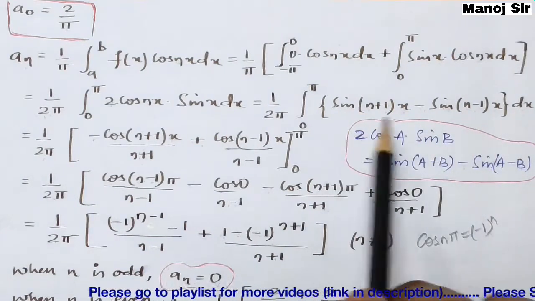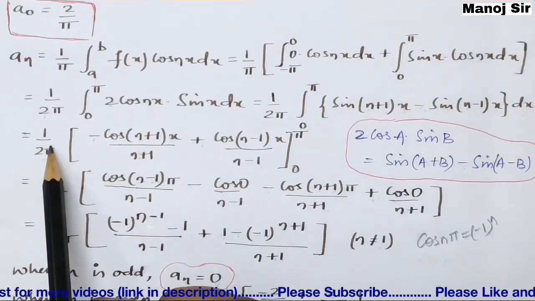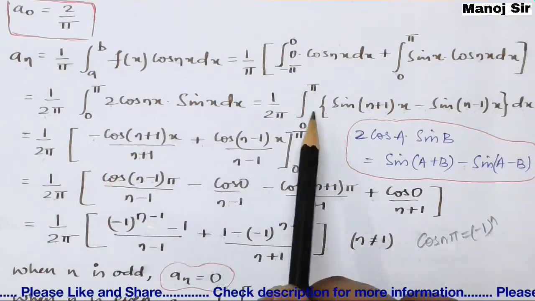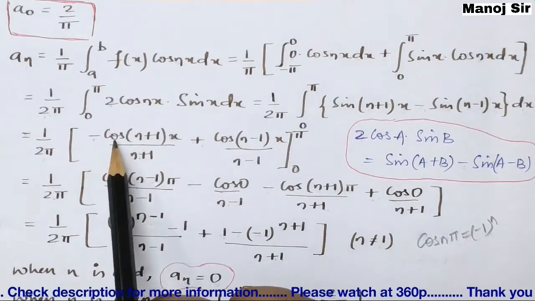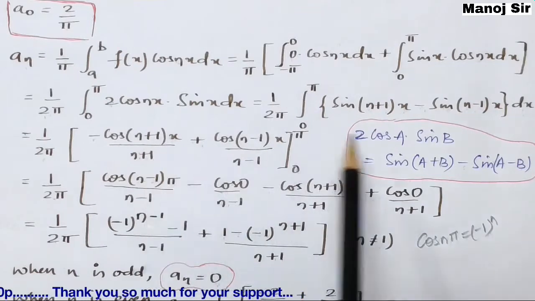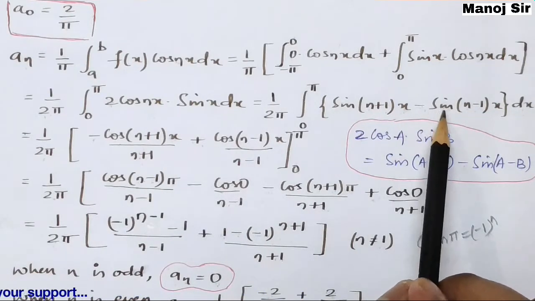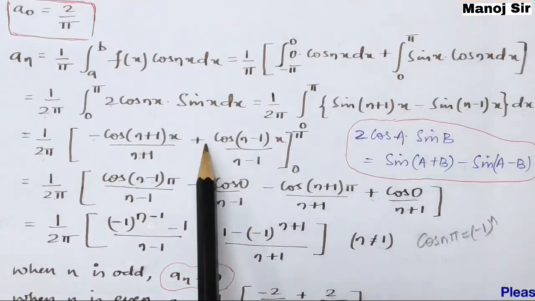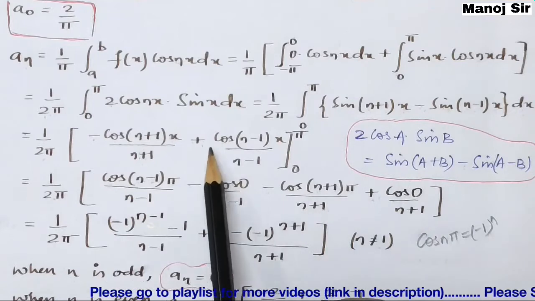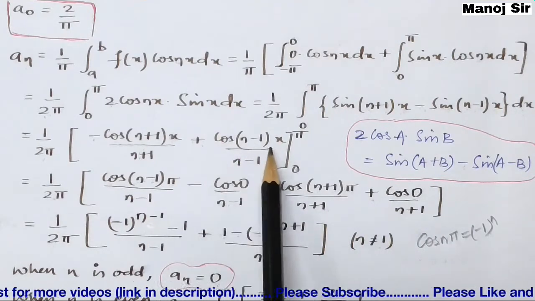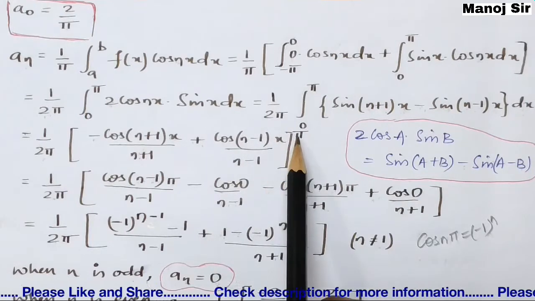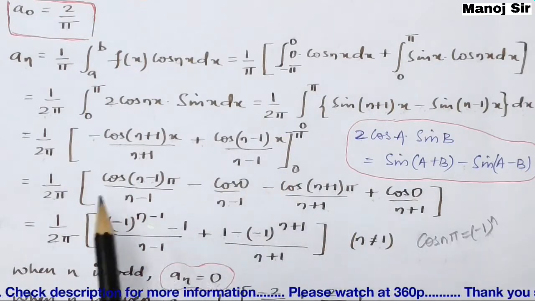Now we will simply integrate this part. So this is 1 upon 2 pi as it is. Integration of sine is minus cos. So minus cos n plus 1 x upon the coefficient of x, that is n plus 1. Similarly here also, integration of sine is minus cos. Because of this negative, this will become plus. So cos of n minus 1 into x upon the coefficient of x, that is n minus 1. The limit is from 0 to pi.